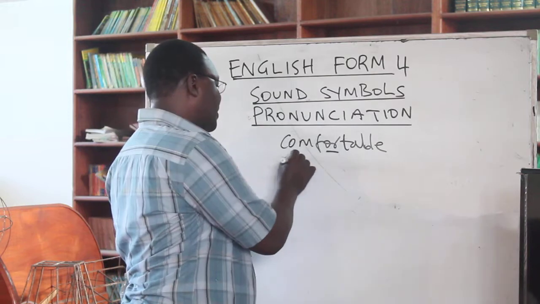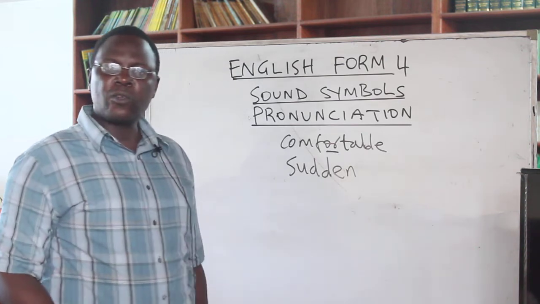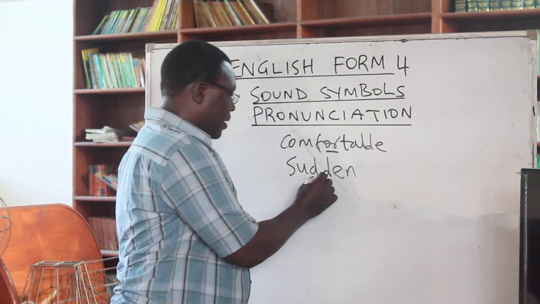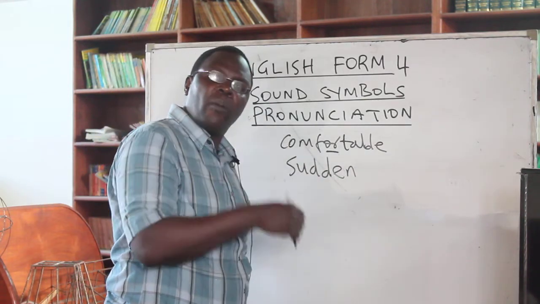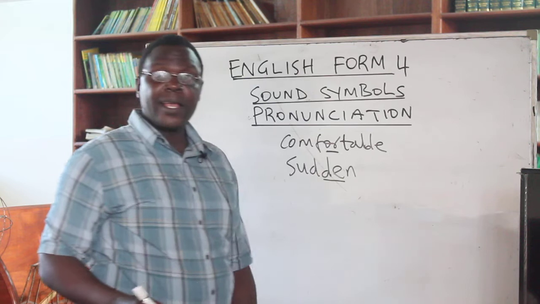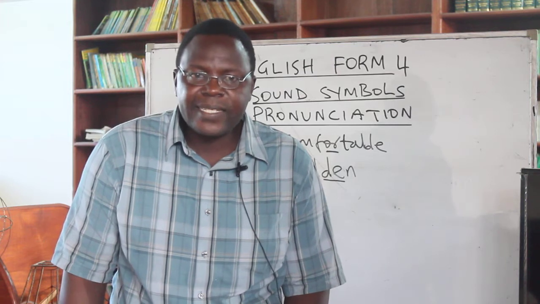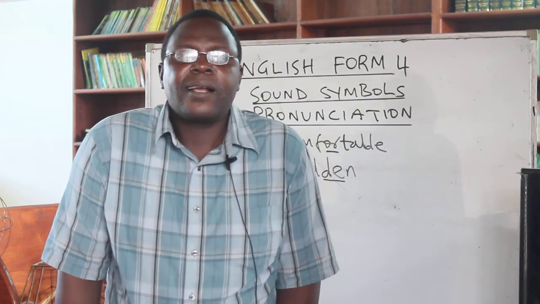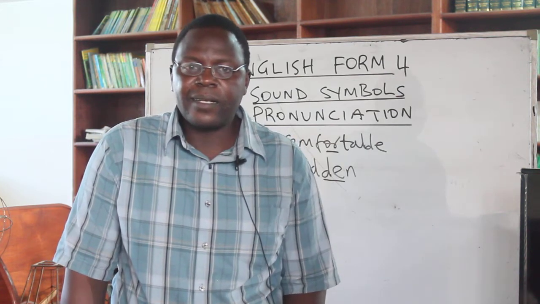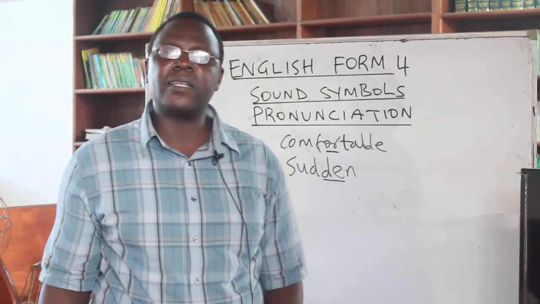The next word is pronounced as sudden. Not sudden. It takes a very low form. It is called a weak form of a word. So this part here is unpronounced. Those are the silent letters. Comfortable, sudden. Now you make it look like it's the first D that is pronounced and then N.